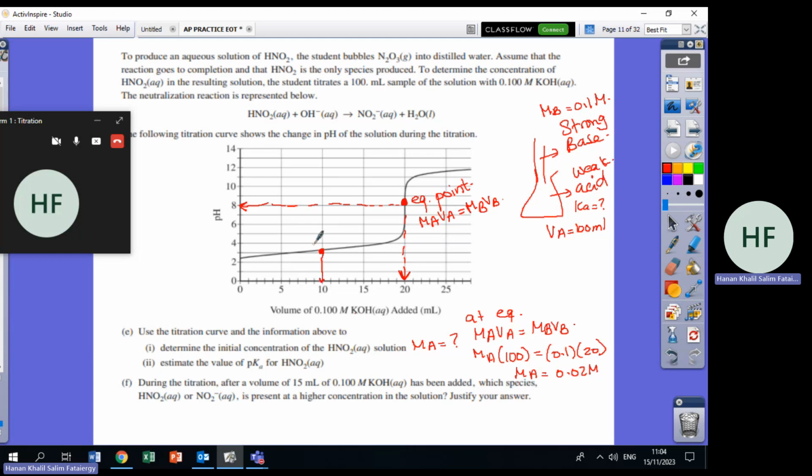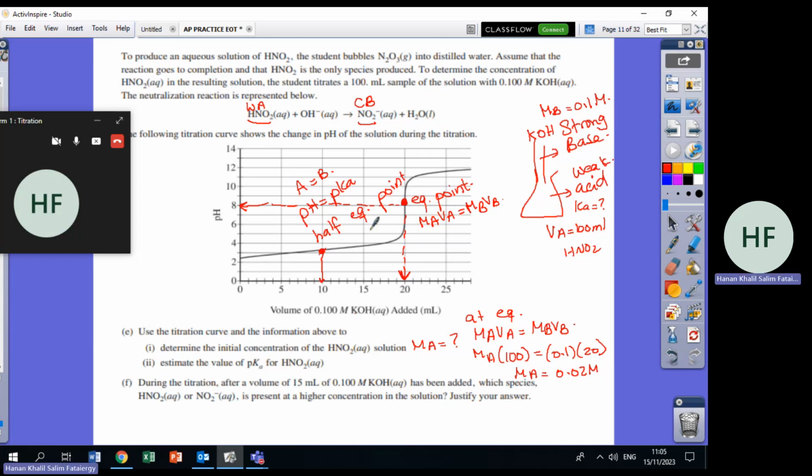At this point, this is called the half equivalence point. At this point pH is equal to pKa. Why? Because the acid and the base are equal. Of course, when I say acid and base, I don't mean this acid and this base. I mean this acid, the weak acid, and the conjugate base. These two are equal at this point. I don't mean acid is equal to base; this base is equal to this acid at the equivalence point, meaning KOH is equal to the weak acid HNO2 at the equivalence point.